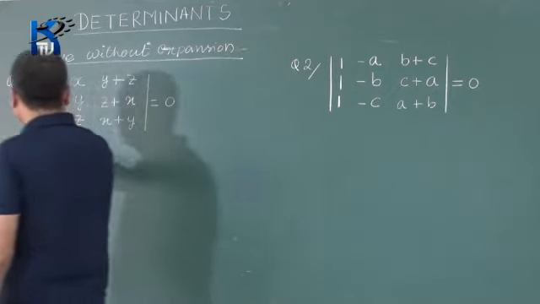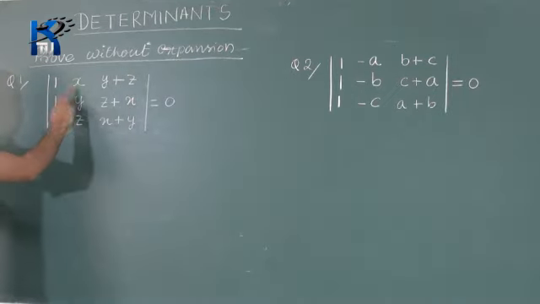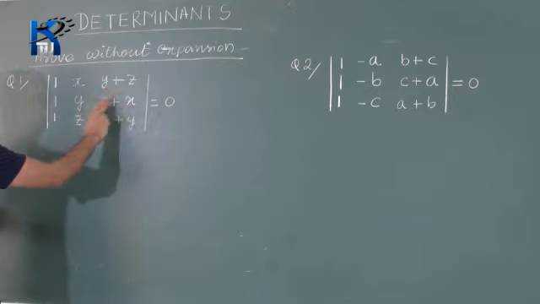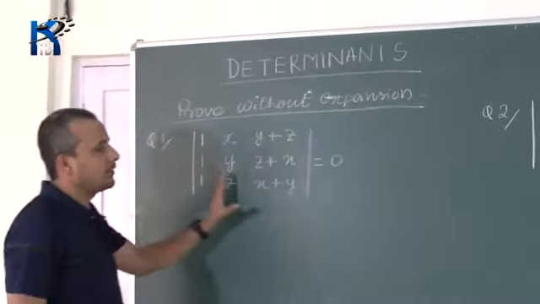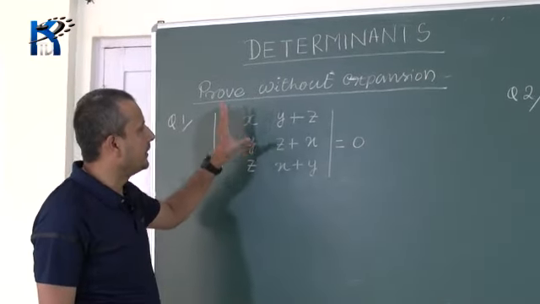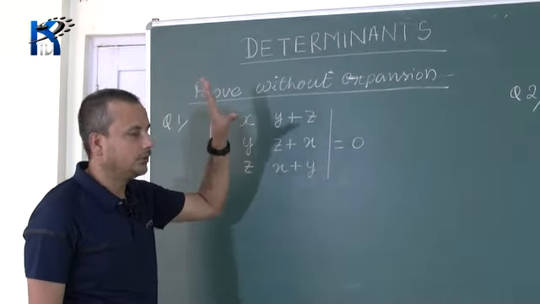The question is: the determinant with rows 1, 1, 1; x, y, z; y plus z, z plus x, x plus y equals 0. Without the expansion method, using the properties only, you have to prove this determinant is equal to 0.